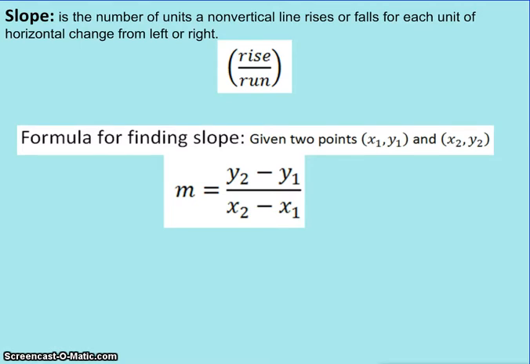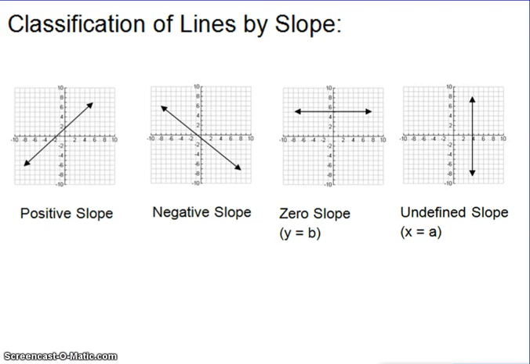Alright, so that's it for Pythagorean theorem. We're going to move on to slope at this point. Remember that slope is rise over run. If you don't remember this formula, you need to jot it down and memorize it. It is not given to you on your formula sheet.